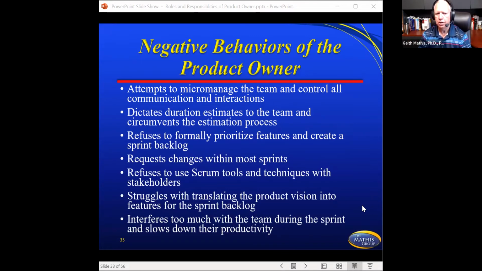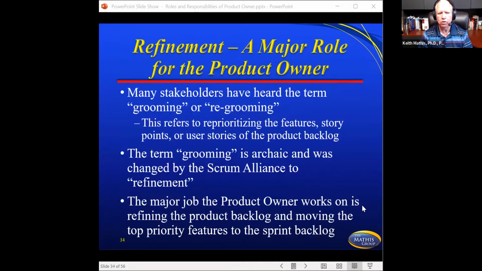Or they interfere too much with the team. You want that team working wide open. So give them space to work. You've hired good people. You've trained those people. So let them run wide open in what you're wanting them to do.